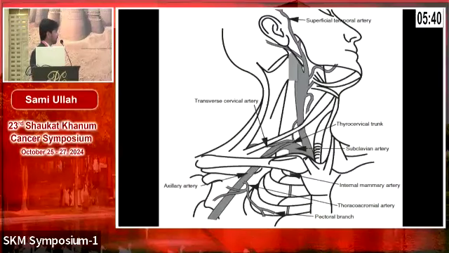The transverse cervical artery comes off the thyrocervical trunk, which is a branch of the first part of the subclavian artery. And then you've got the internal mammary artery, which again is coming from the first part of the subclavian artery. And then the thoracoacromial artery, which comes from the second part of the axillary artery.